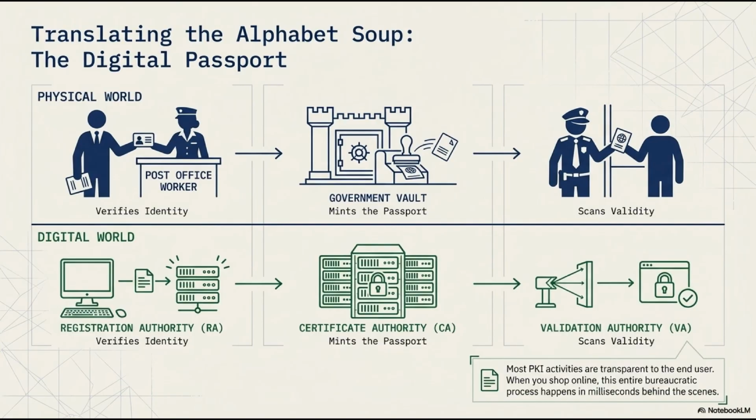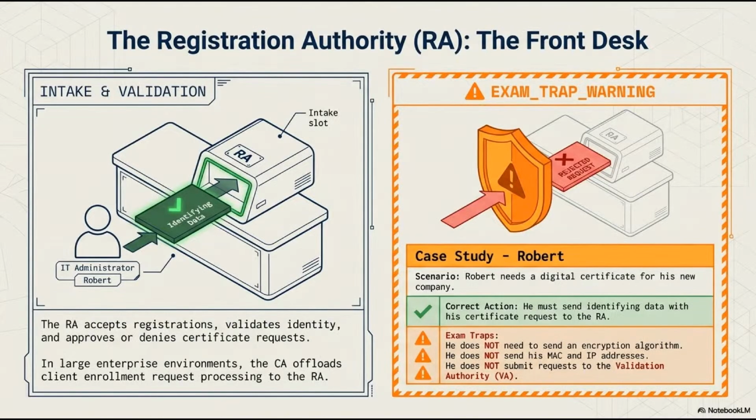Now let's look at slide 4, the Registration Authority, RA. The front desk. The intake slot. Right. This slide zeroes in on the RA. It accepts the registrations, it validates the identity, and it makes the decision to approve or deny the certificate requests. And notice the slide mentions that in large enterprise environments, the CA actually offloads this initial enrollment processing to the RA just to save resources. Separation of duties. Right. It's critical for scaling efficiently.